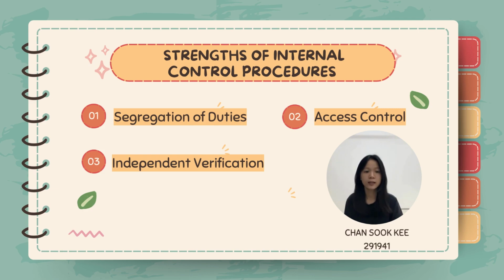In conclusion, these strengths, the segregation of duties, access control, and independent verification, create a complete payroll system that works properly. However, while the system is considered effective, there's still room for improvement, which will be explored in later sessions.